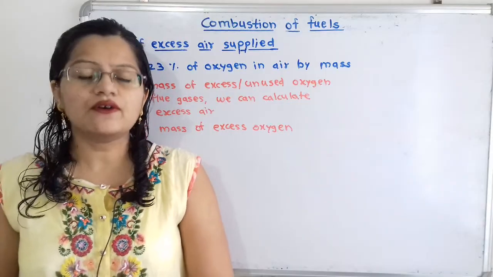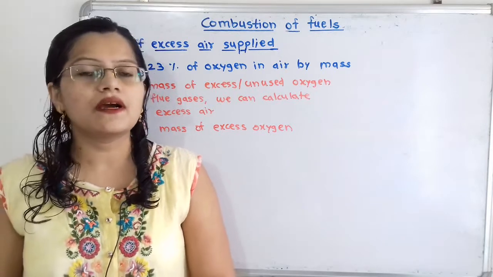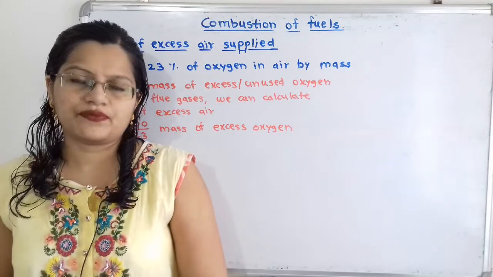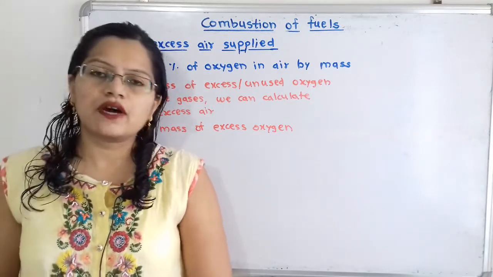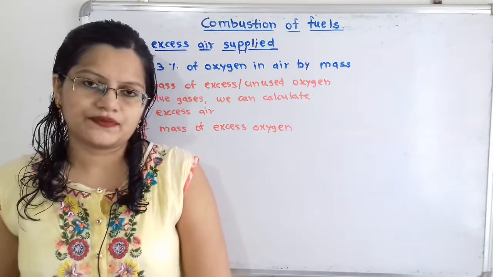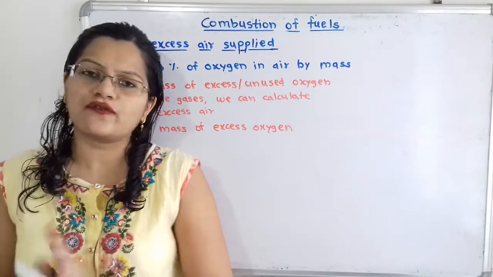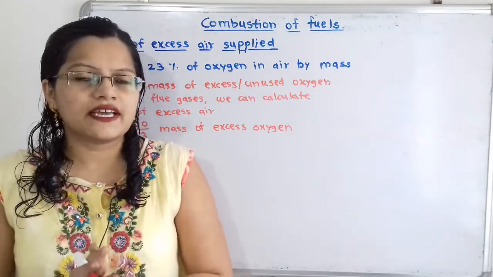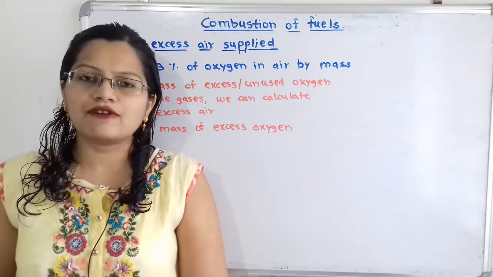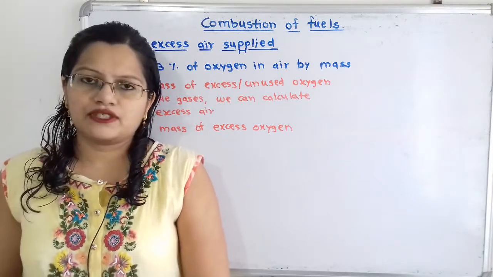In the previous video, we discussed how to calculate the theoretical or minimum amount of air required for the combustion process. In this video, we are going to understand why excess air is supplied for the combustion. To ensure the rapid and complete combustion of fuel, excess air is supplied. Now, how to calculate the mass of excess air supplied for the combustion?